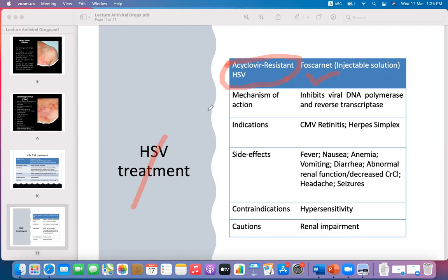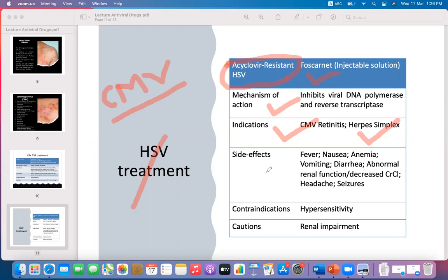What is the mechanism of action? It inhibits the viral DNA polymerase and reverse transcriptase in viral pathways. Indications: generally it is used for herpes simplex virus infection if the infection is resistant to acyclovir. It is also used in cytomegalovirus retinitis. So for cytomegalovirus, the drug you can give is foscarnet.